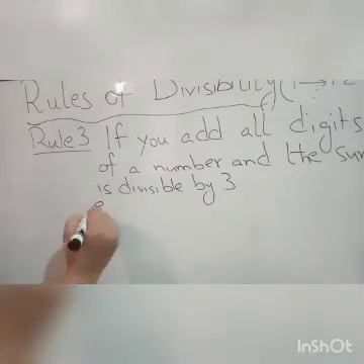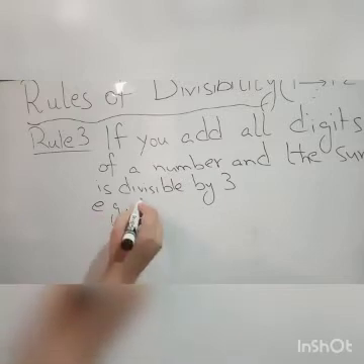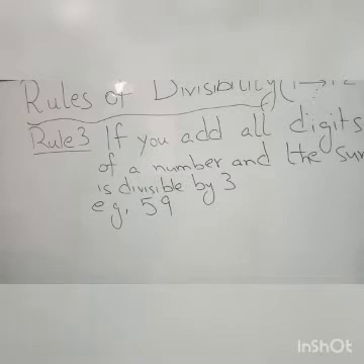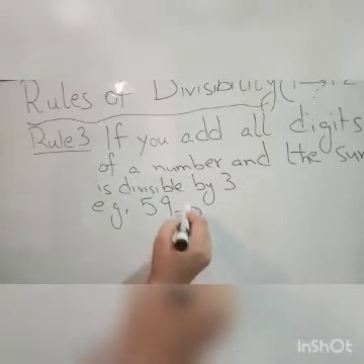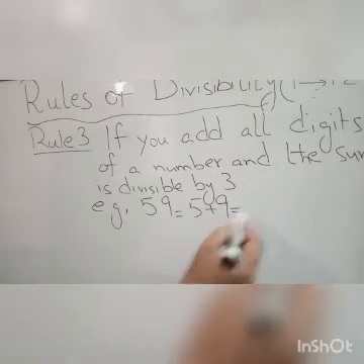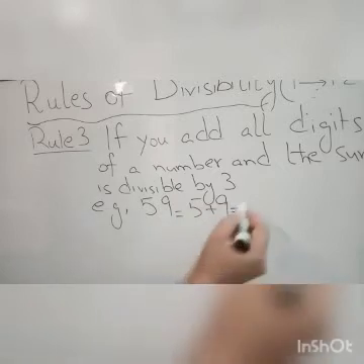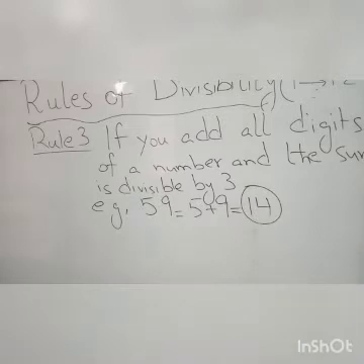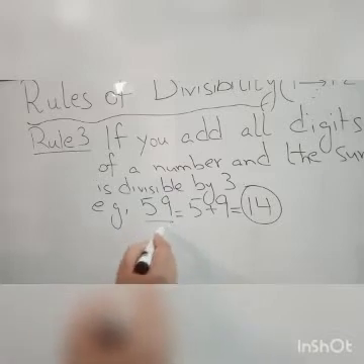So let's take an example. Let's take a 2-digit number. If it's 59, we don't need to divide it by 3. Let's add these two digits. 5 plus 9 is equal to what? 14. And for 14 you can check in the 3 times table whether it comes in the 3 times table or not. It's obvious that 14 doesn't come, so this number 59 is not divisible by 3.